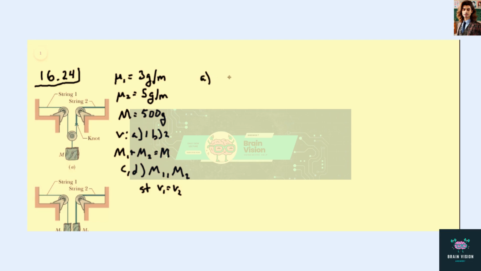So from the hint in the problem where it says when a string loops halfway around a pulley, it pulls on the pulley with a net force that is twice the tension in the string. This implies that the tension in either string is going to be the weight of the mass divided by 2.